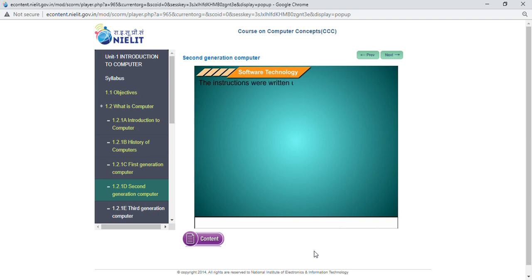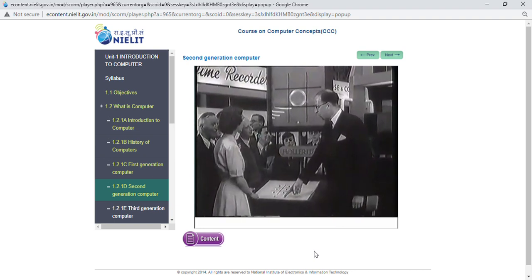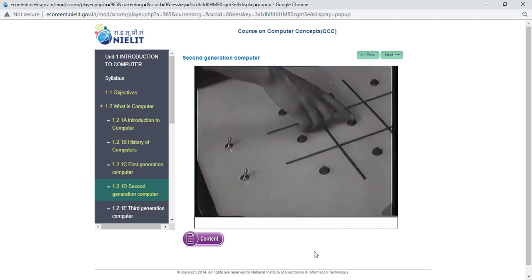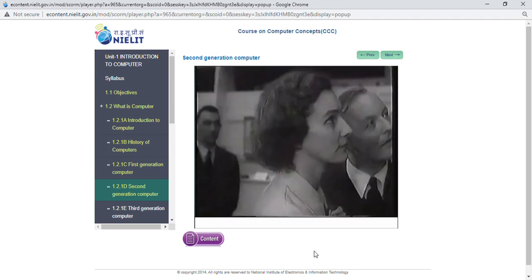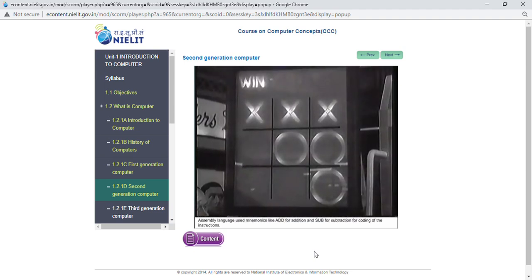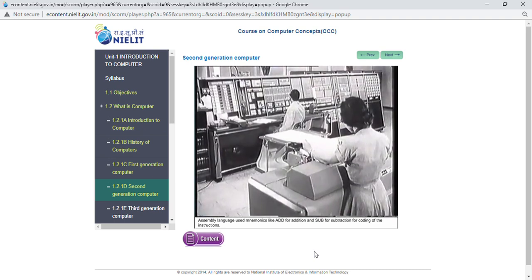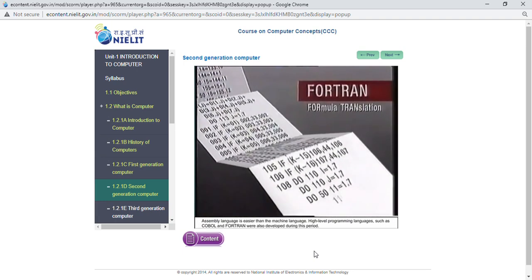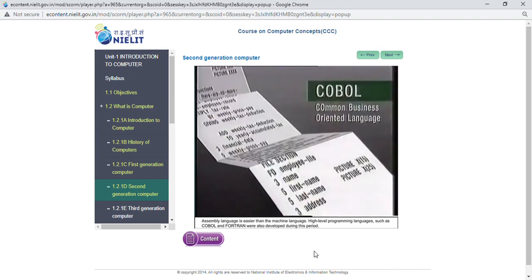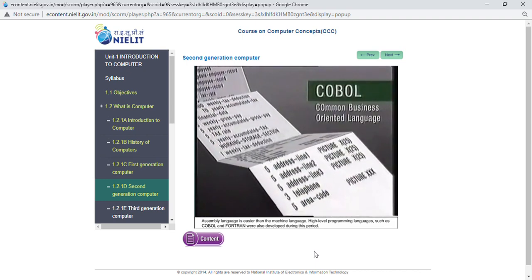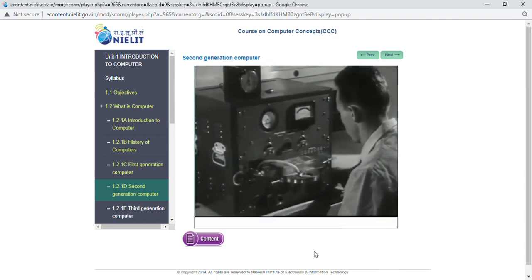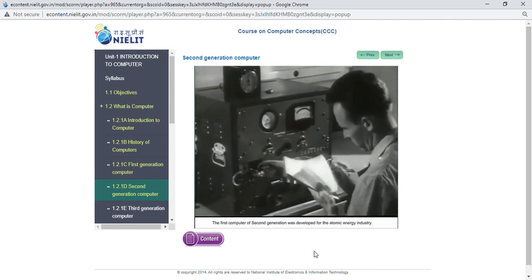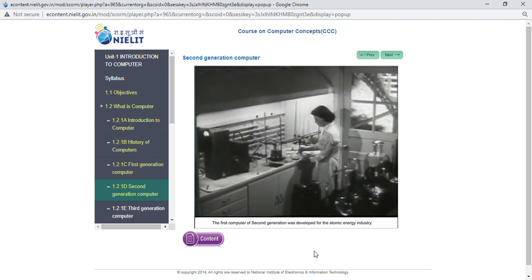Software technology. The instructions were written using the assembly language. Assembly language used mnemonics like add for addition and sub for subtraction for coding of the instructions. Assembly language is easier than the machine language. High-level programming languages such as COBOL and Fortran were also developed during this period. The first computer of second generation was developed for the atomic energy industry.